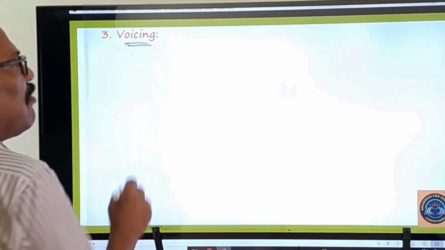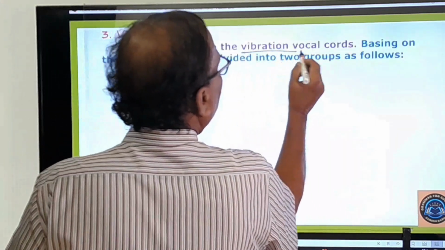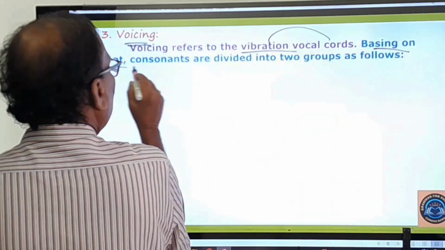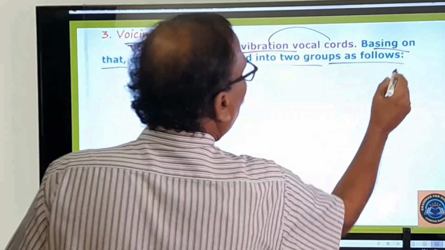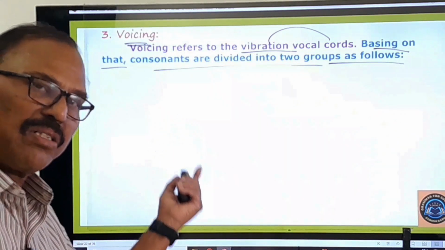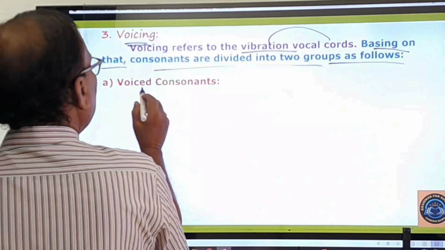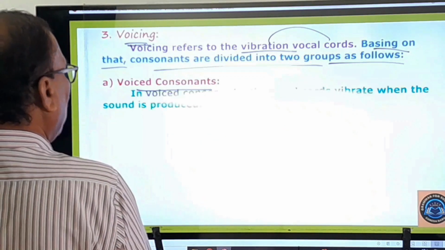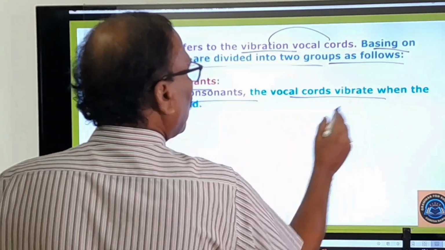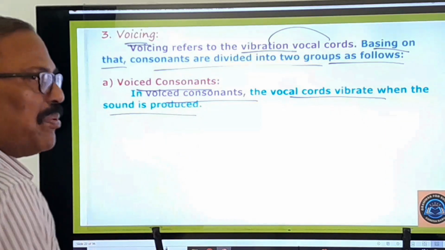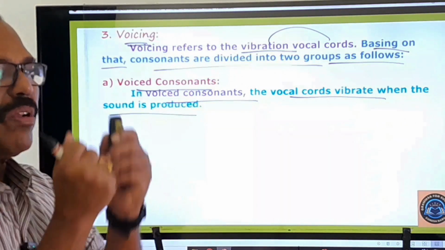Voicing. Voicing refers to the vibration of vocal cords. Basing on that, consonants are divided into two groups as follows: voiced consonantal sounds and voiceless consonantal sounds. So here you pay attention, voiced consonantal sounds. What are the voiced consonantal sounds? It means the vocal cords vibrate when the sound is produced. When the sound is produced, the vocal cords will vibrate.